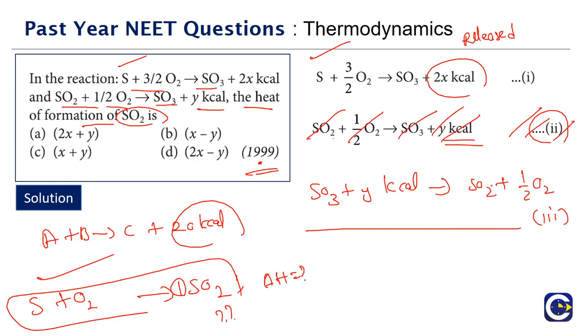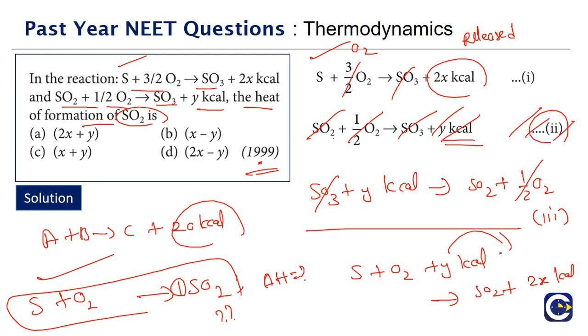Let us add 1 and 3. If you add 1 and 3, what happens? SO3 is cancelled. Half O2 and 3 by 2 O2 means we will be left with O2. So what are you going to have? S plus O2 plus Y kilocalories gives rise to what? SO2 plus 2X kilocalories. We will take the Y also to the right side.